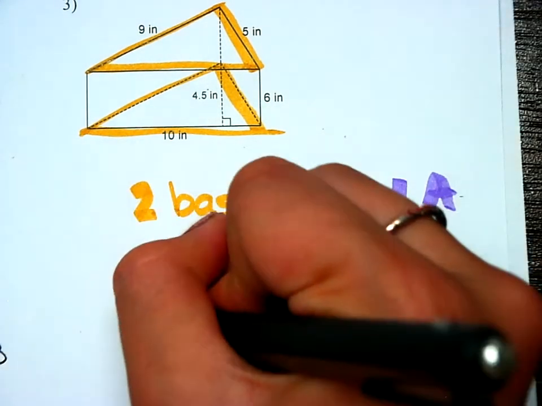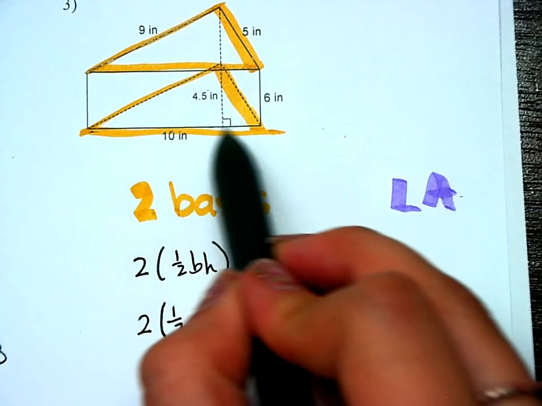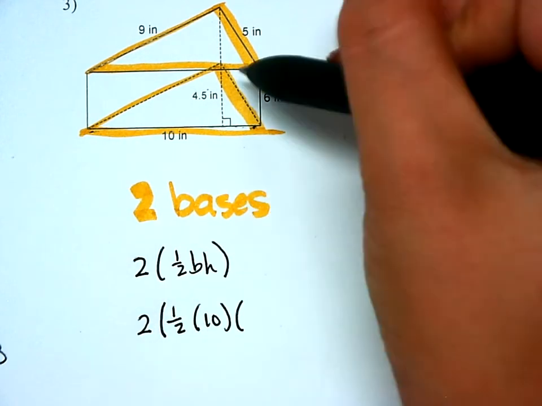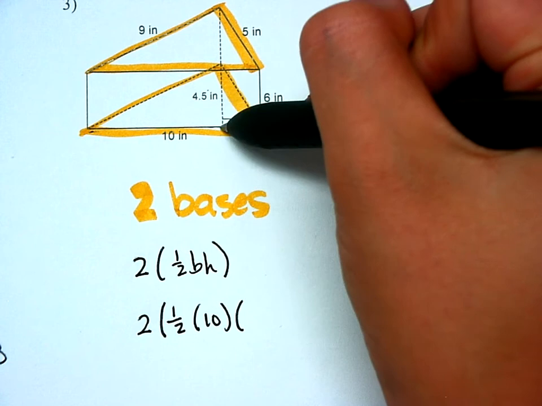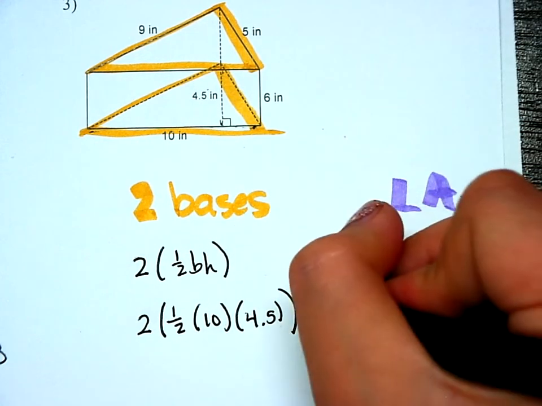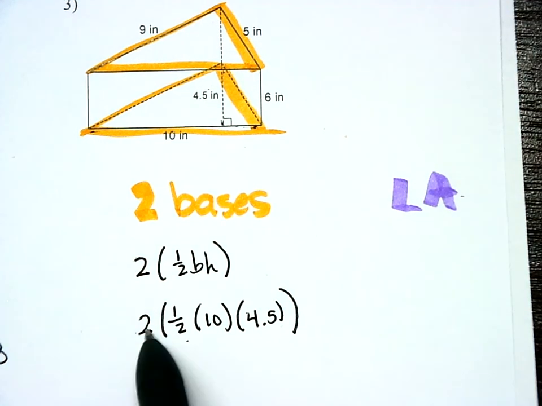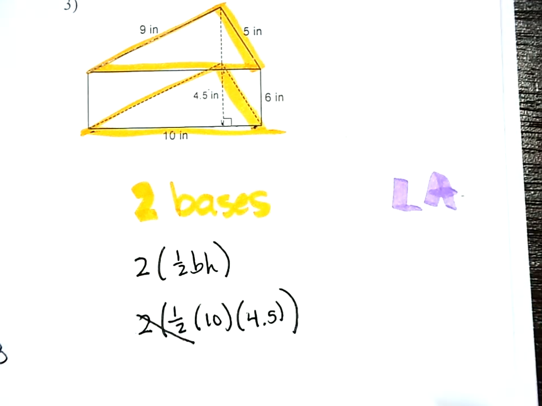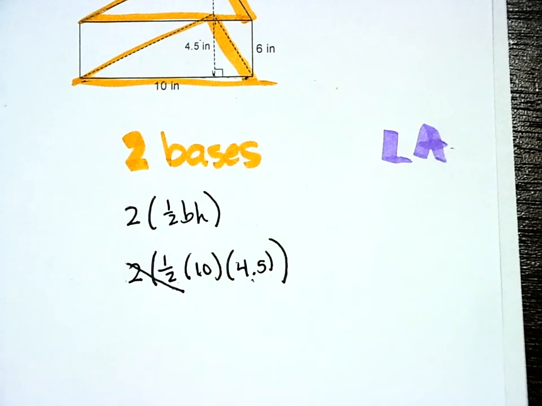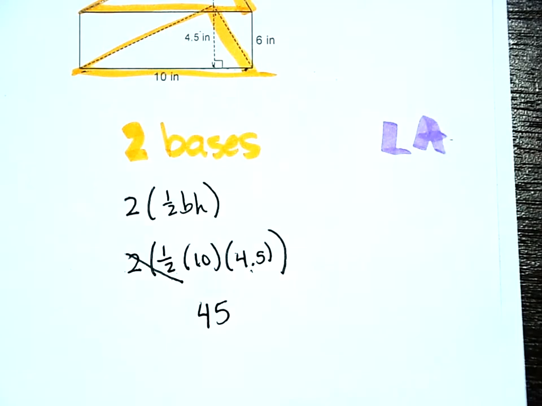Okay, let's input these values now. So we've got 1/2. The base of this triangle is 10. And the height of the triangle, careful, it's this 4.5 right here. So 4.5. Okay? And now we need to find this value. This 2 and this 1/2 are going to cancel. So we've just got 10 times 4.5. So 10 times 4.5 is 45. And we're done with our two bases. So we've got part of the surface area so far.